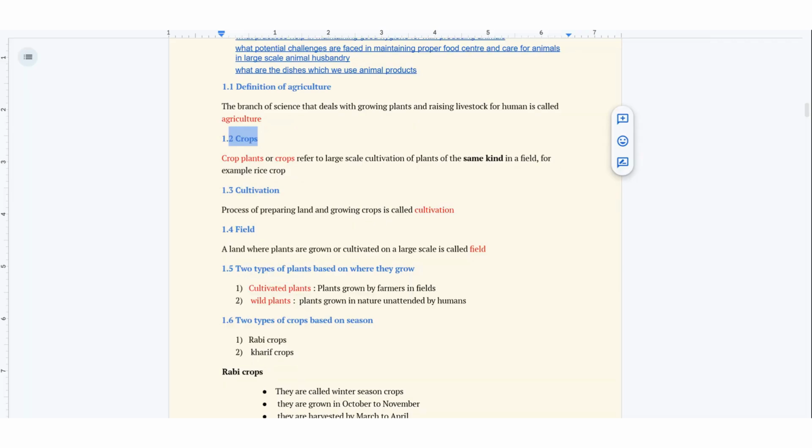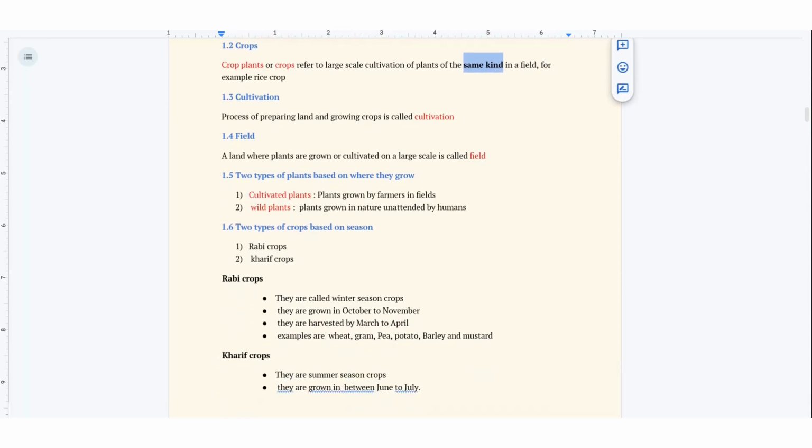It's easy to understand. So in a traditional Indian farm, you will see a lot of paddy plants. So all together, it is called as a crop. So once again, crop refers to large scale cultivation of the plants of same kind in a field. For example, rice crop. So the important words are large scale cultivation and same kind. You have to remember these two terms, so it's easy to write or memorize.